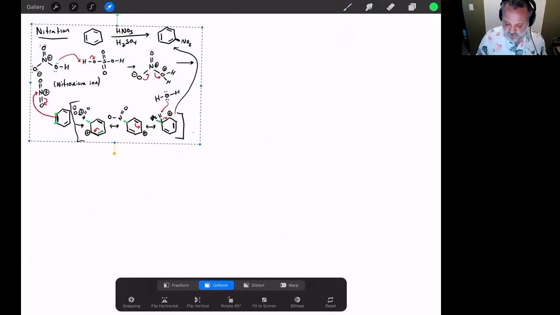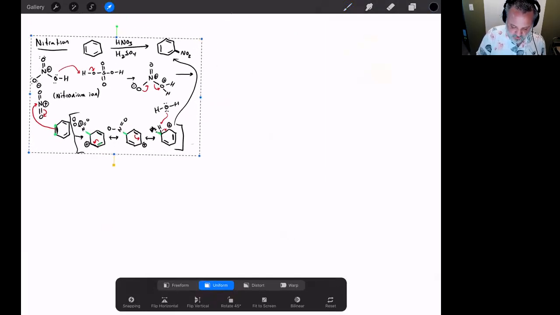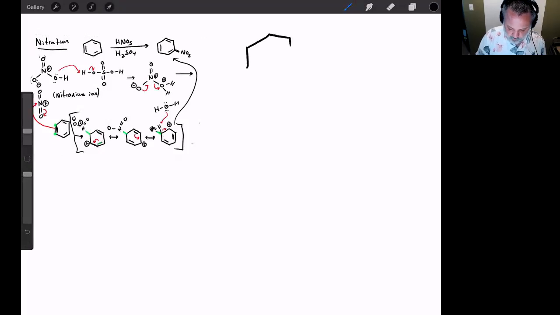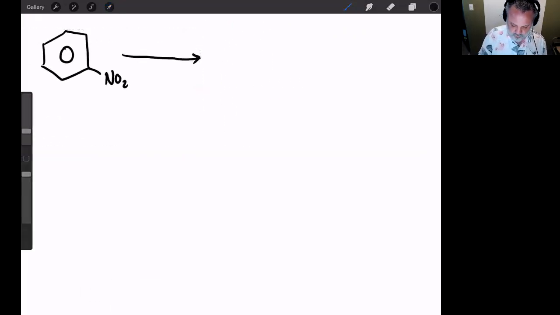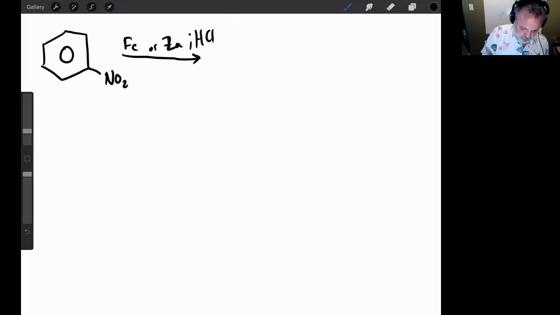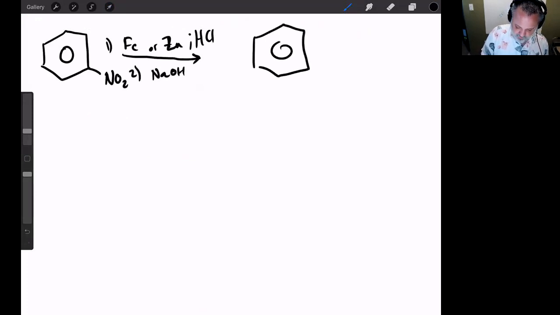Now, one of the cool things about the nitro group is, now that we have that on there, we can reduce it. If I react that in the presence of iron or zinc with HCl, and then finish it off with some sodium hydroxide, I can get rid of those oxygens and reduce them to hydrogens, and now I've got aniline.